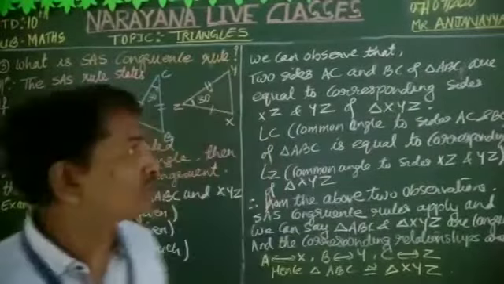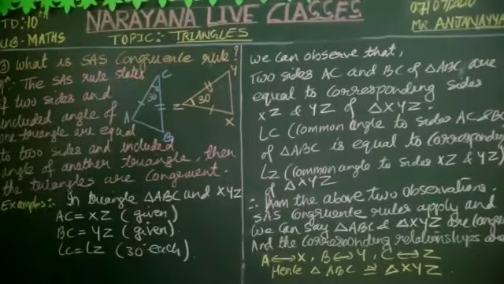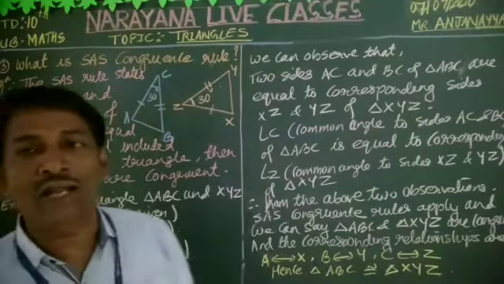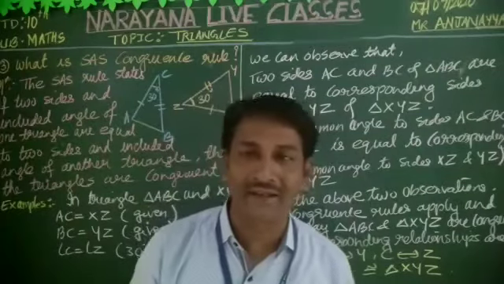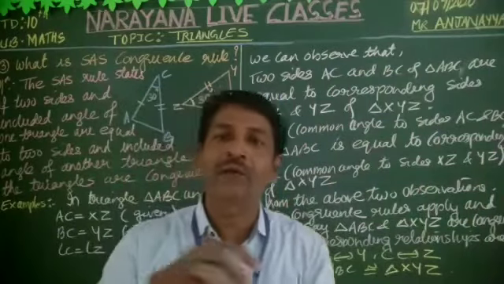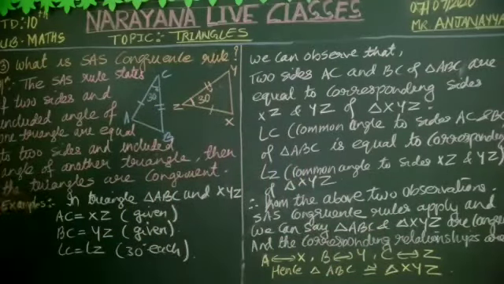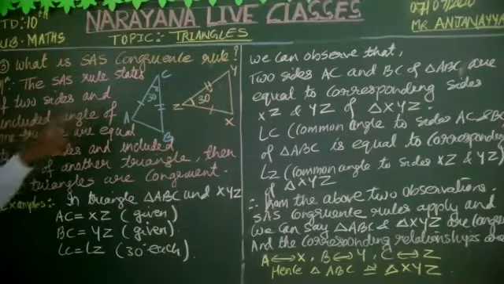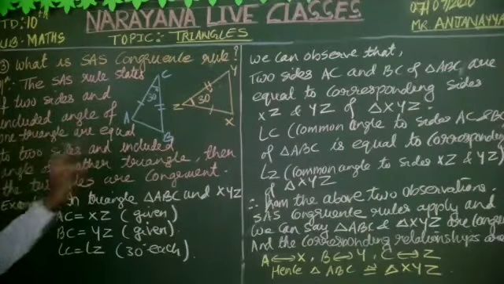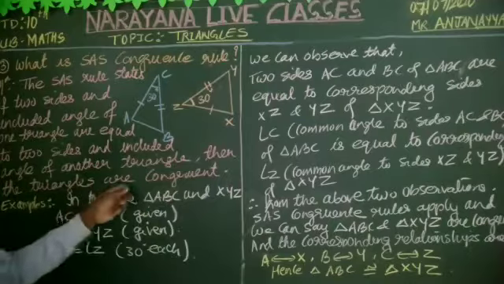Now about the third question, they had asked what is the SAS congruence rule. If two sides and the included angle of one triangle are equal to two sides and the included angle of another triangle, then I can say the two triangles are congruent by the SAS test. So that is the statement.